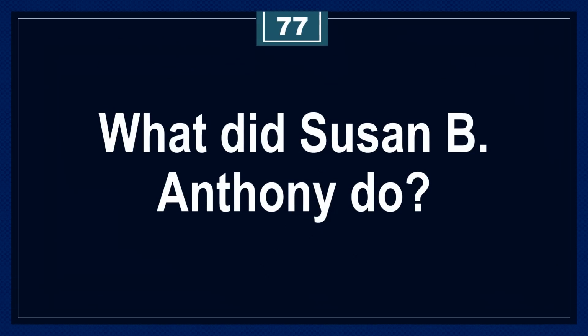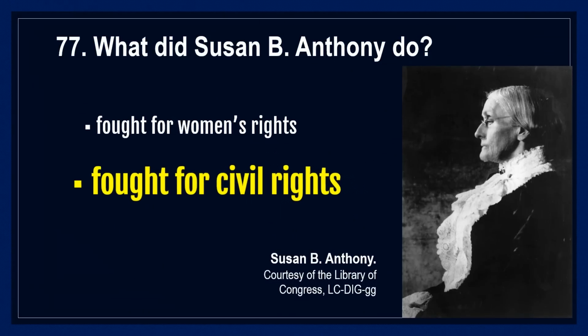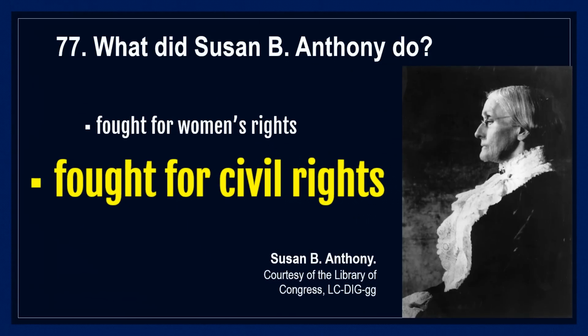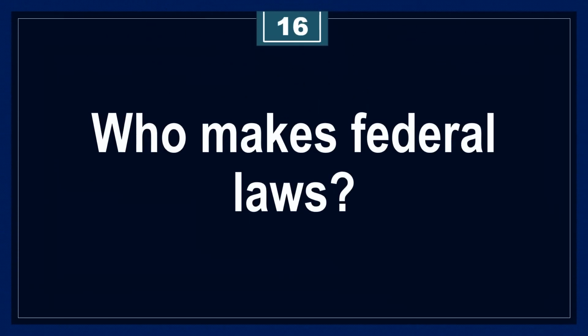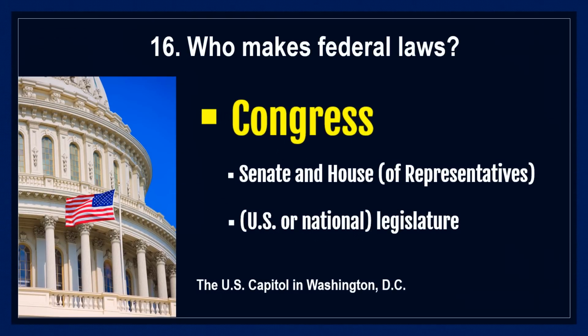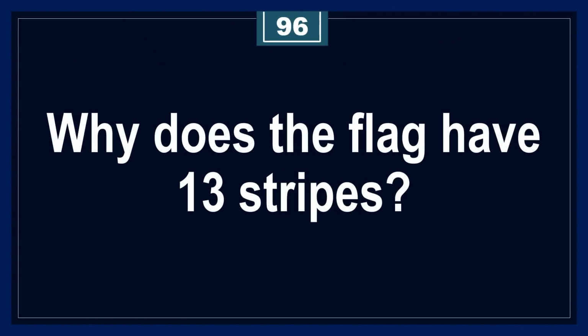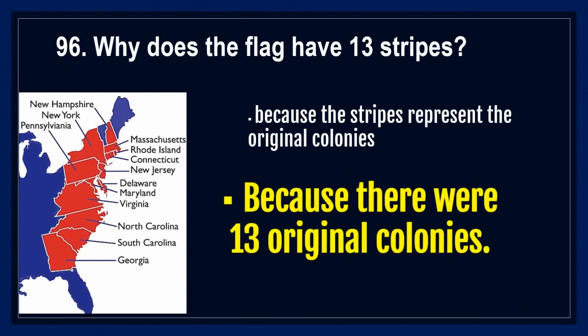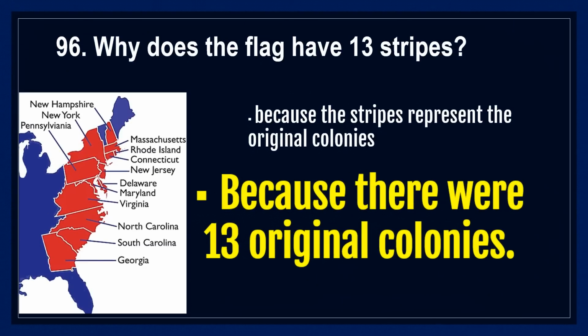What did Susan B. Anthony do? Fought for civil rights. Who makes federal laws? Congress. Why does the flag have 13 stripes? Because there were 13 original colonies.